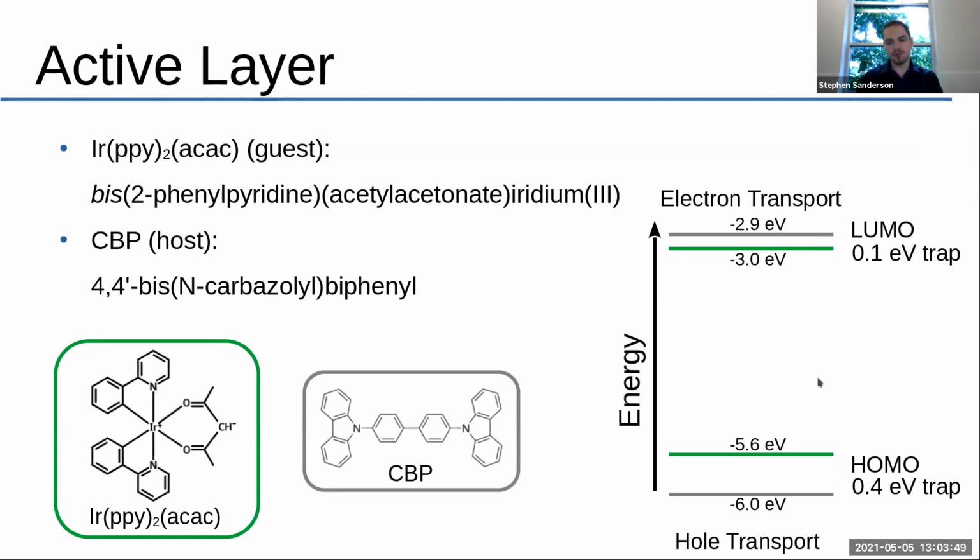But just something to note for future is if we look at the energy levels, we have OP-ACAC acting as about a 0.4 electron volt trap for holes and a relatively shallow 0.1 eV trap for the electrons.